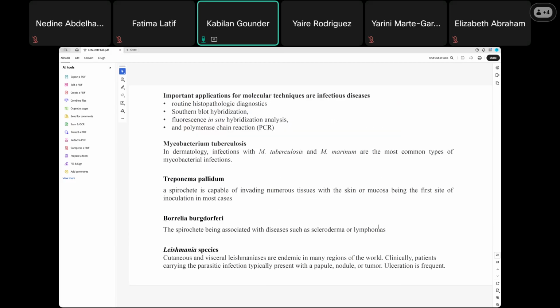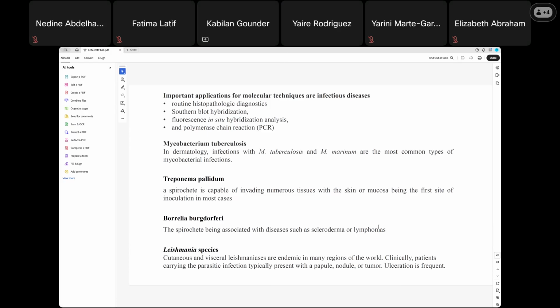Also, the important application for molecular techniques is not only for cancer or tumors, but also for infectious diseases. So we can use this technique for routine histopathological diagnosis, also Southern blot hybridization, fluorescence in situ hybridization analysis, that is the FISH technique. Also PCR you are able to do.